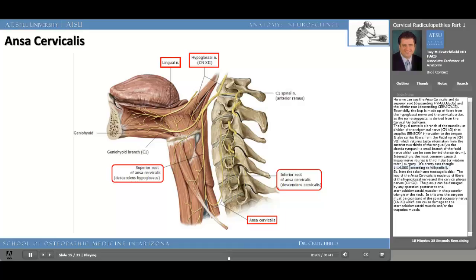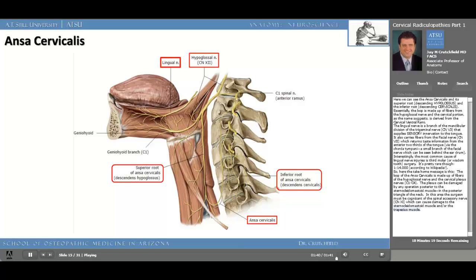So here's the take-home message. The loop of the ansa cervicalis is made up of fibers of the hypoglossal nerve and the cervical plexus nerves C1 to C4. The plexus can be damaged by any operation posterior to the sternocleidomastoid muscle in the posterior triangle of the neck. It is in this area where the surgeon must be cognizant of the spinal accessory nerve, that's cranial nerve number 11, which can cause damage to the sternocleidomastoid muscle and or the trapezius muscle.